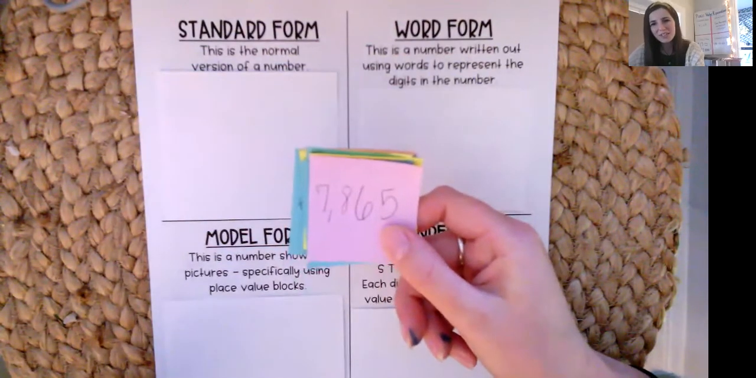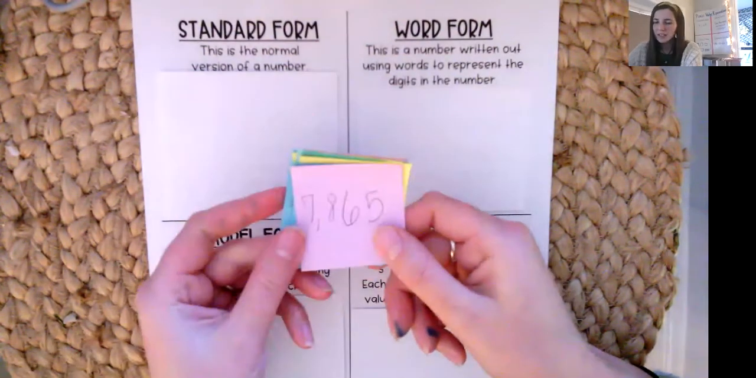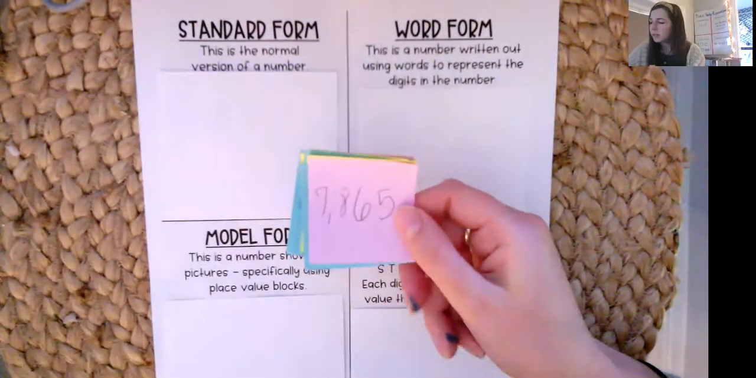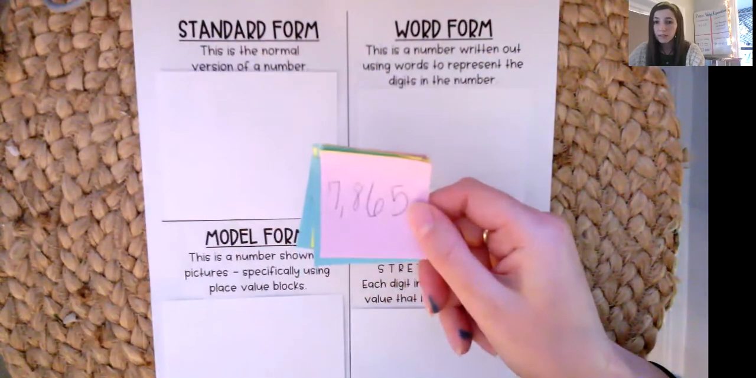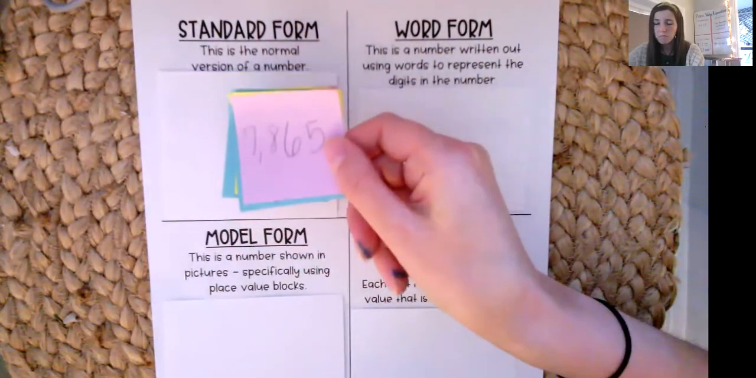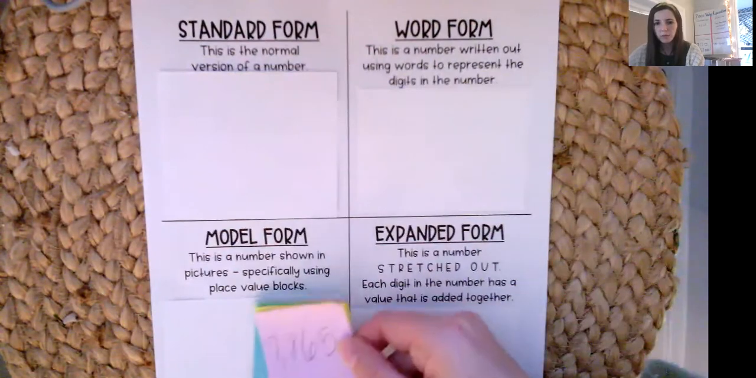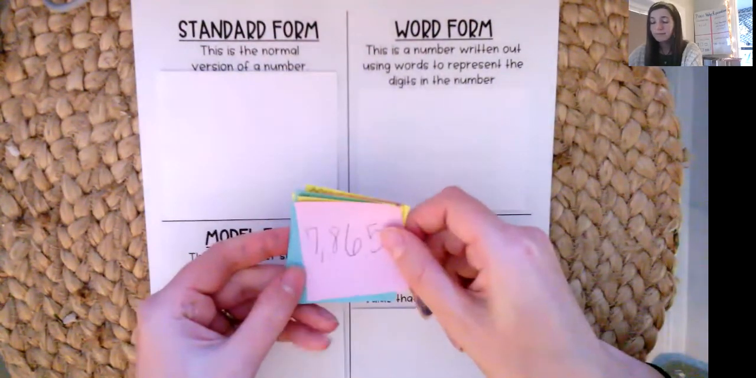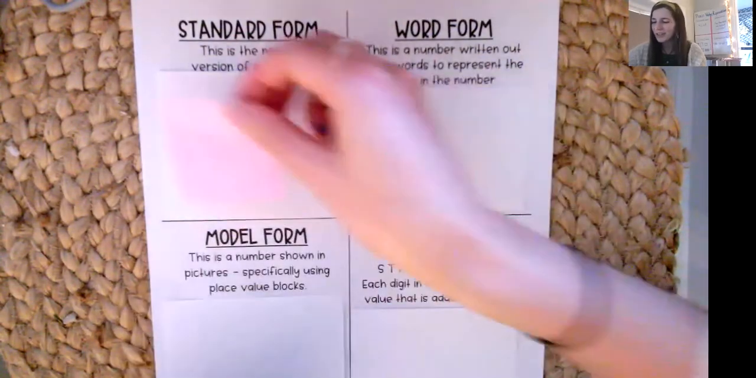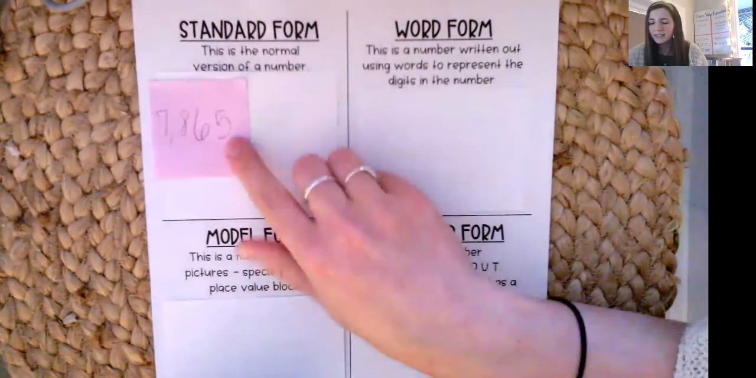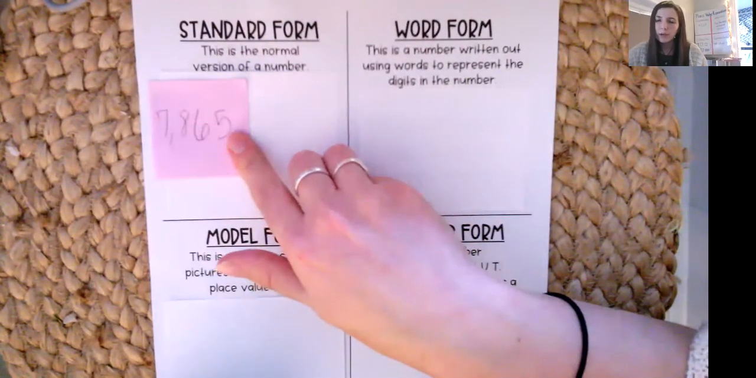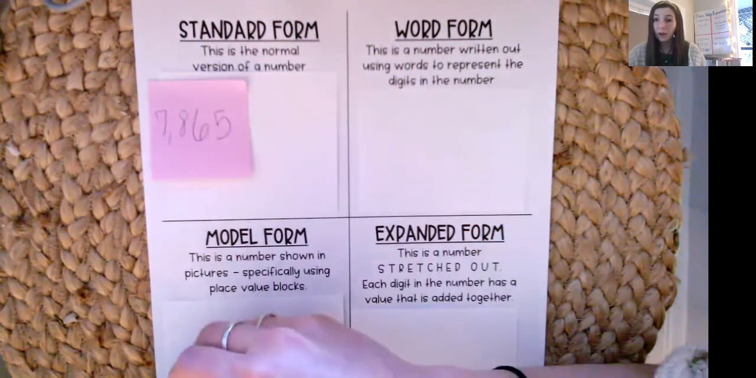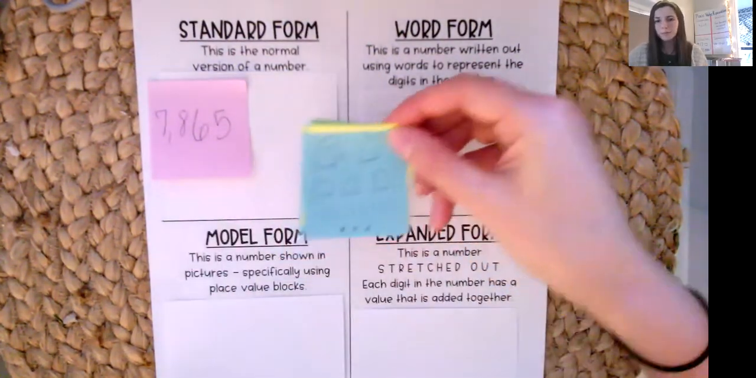Let's try sorting some examples together. 7,865. Where do you think this number belongs? Is it represented in standard form, word form, model form, or expanded form? I hope you're thinking standard form. This number is written with the 4 digits normally, meaning that it's in standard form. All right, let's move on to our next example.